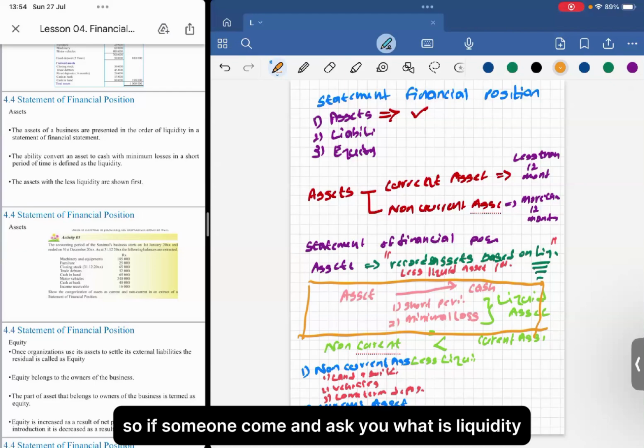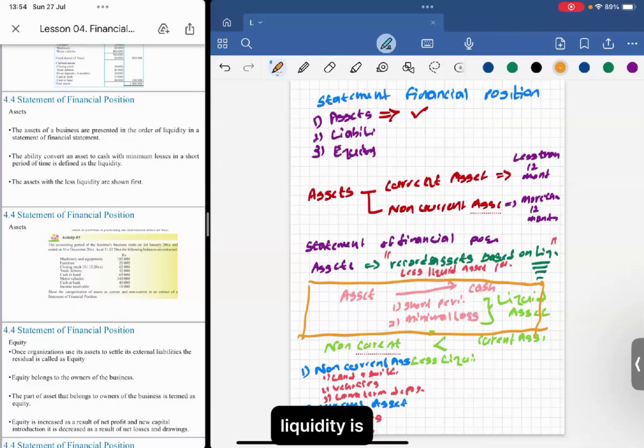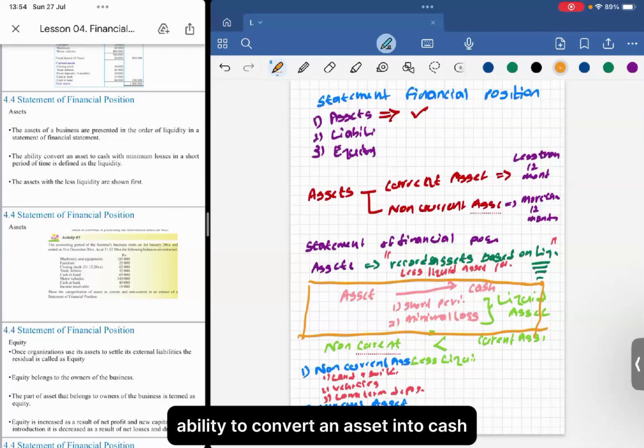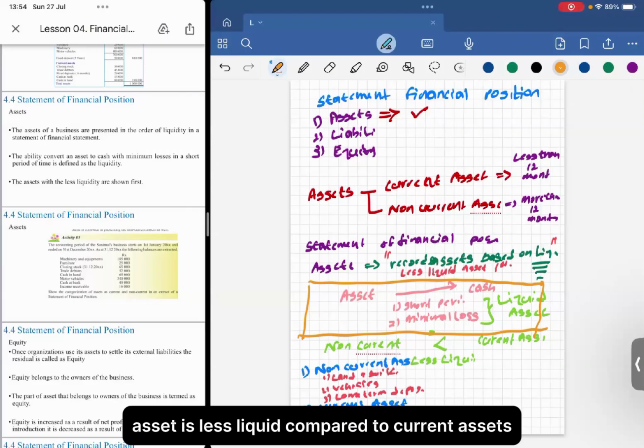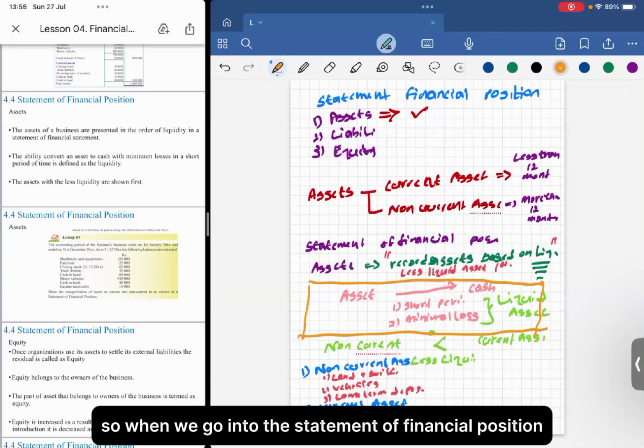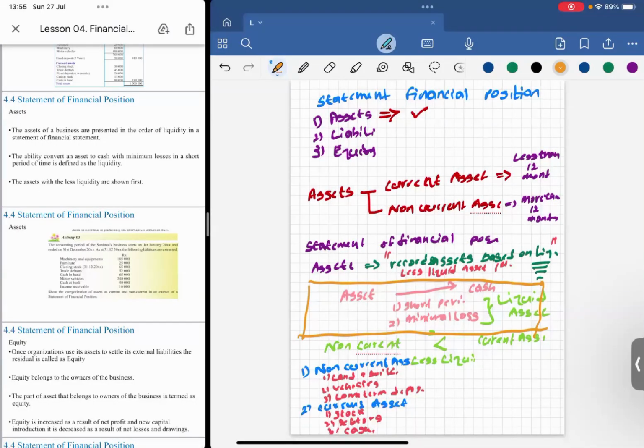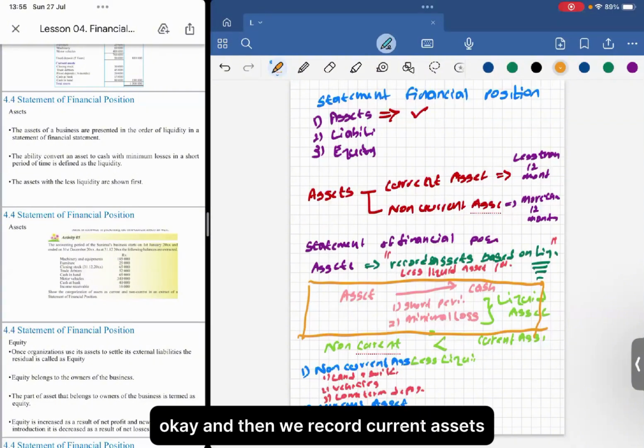So if someone comes and asks you what is liquidity, liquidity is the ability to convert an asset into cash within a short period with a minimum loss. Okay, that is what liquidity is. So a non-current asset is less liquid compared to current assets because in the definition itself, it takes more than 12 months to convert into cash. So when we go into the statement of financial position, we record non-current assets first because they are less liquid. Okay, and then we record current assets.